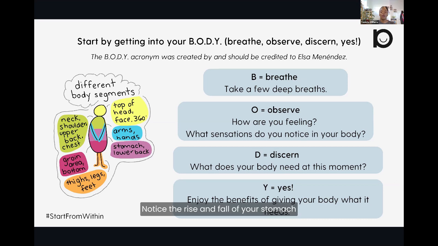Notice the rise and fall of your stomach or chest as you inhale and exhale. And on your last breath, pay attention to the sensation, whether it's warm or cool, when you inhale and exhale on the top of your lip.